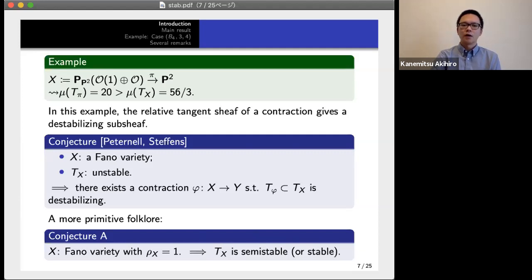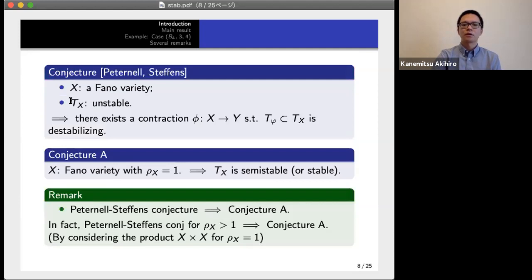Okay, so we have two conjectures. The first conjecture, which is due to Peternell and Stephens, is for the Picard rank 1 case. I will denote this conjecture by conjecture A. And let me give one remark.